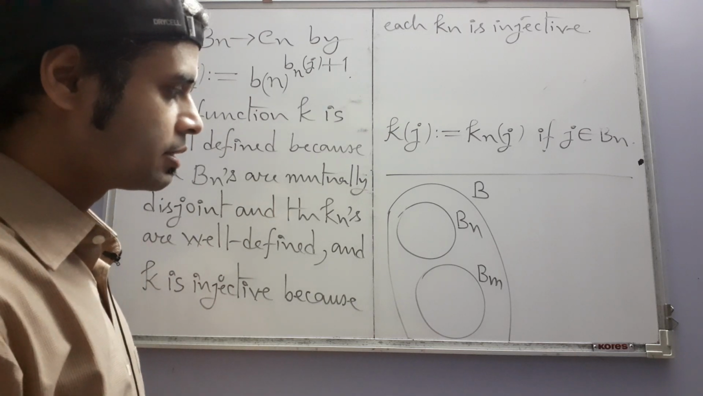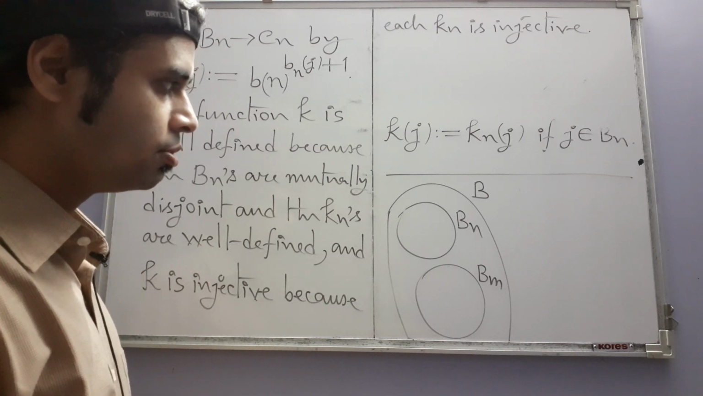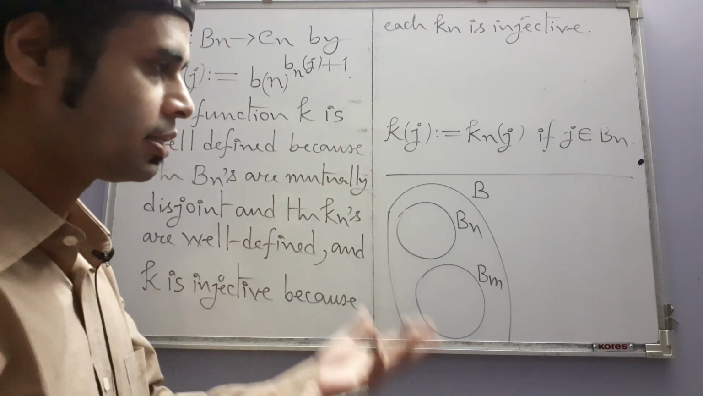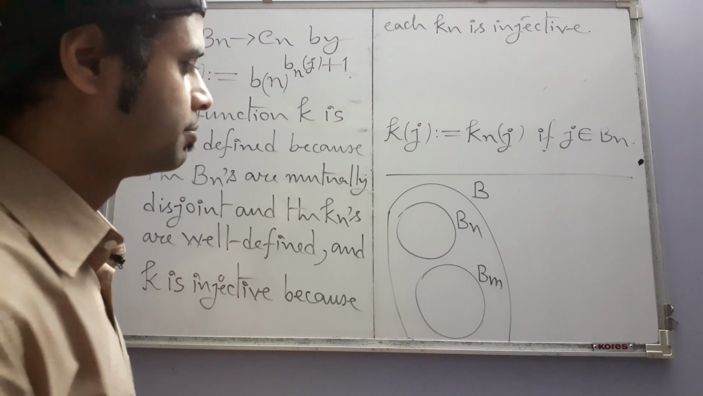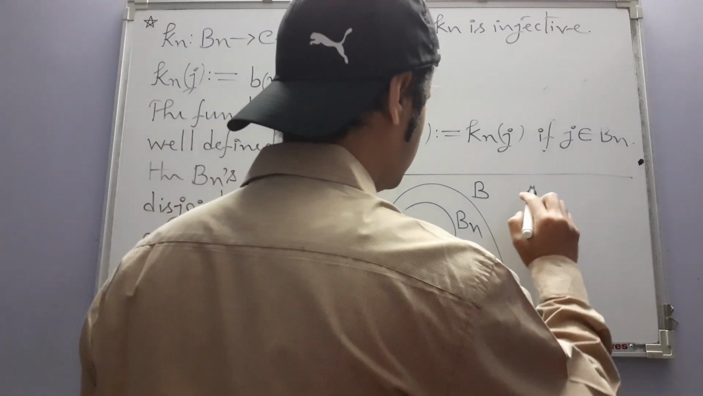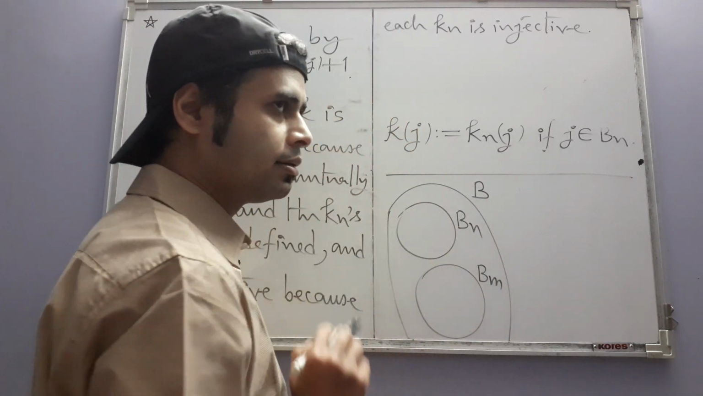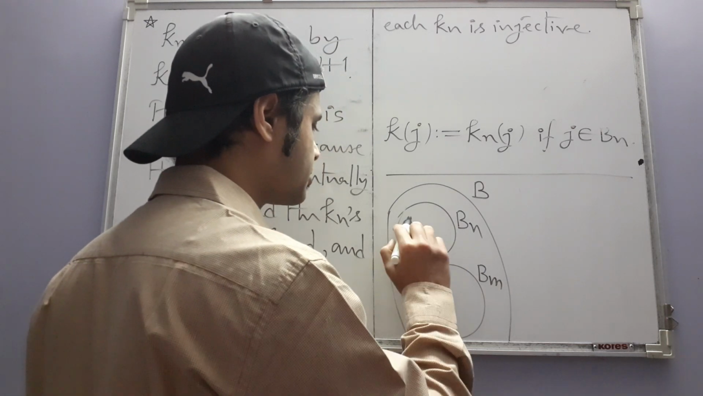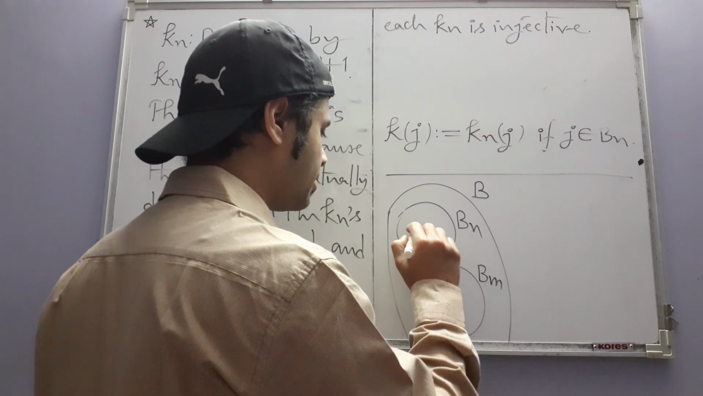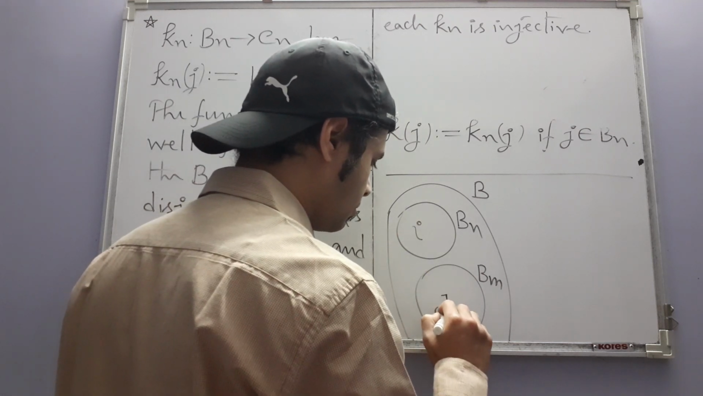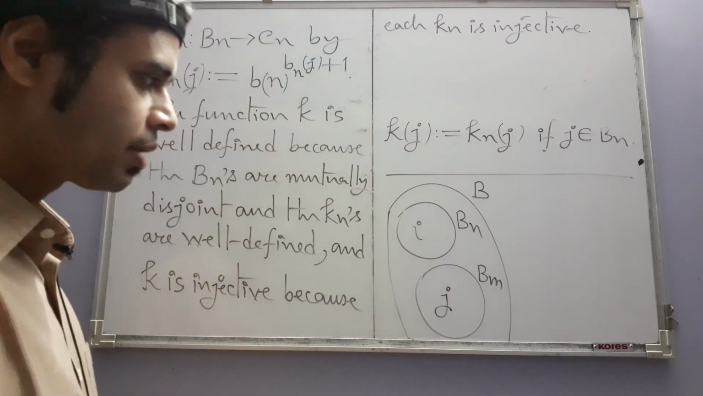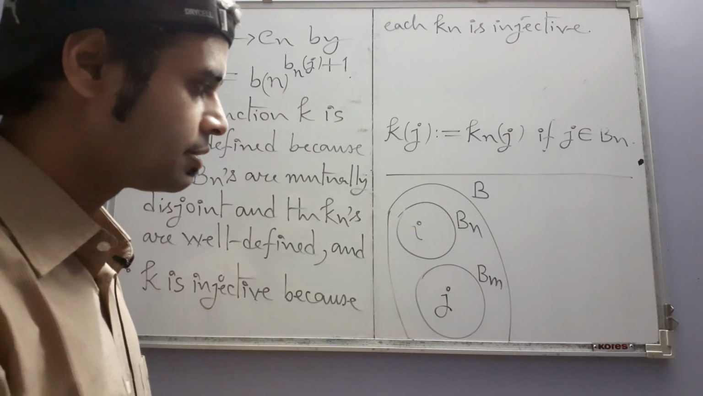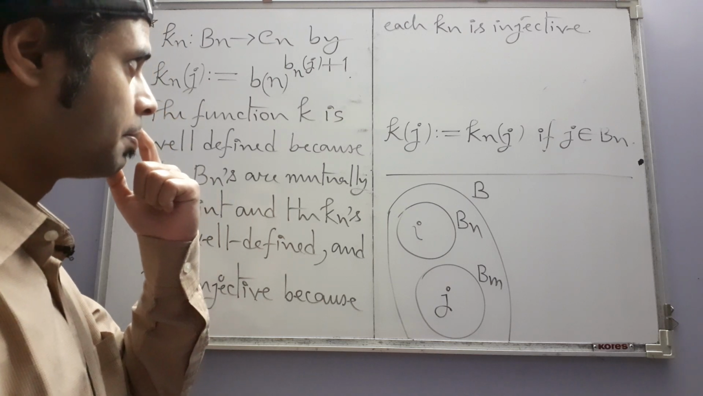So what we do is that we are going to choose two distinct elements in B, two distinct inputs for K, and show that the outputs are different. So let those two inputs be i and j. Now there will be two cases. One of them: i and j lie in different Bn's. Say i lies inside Bn and j lies inside Bm.